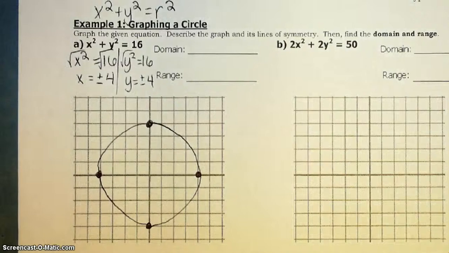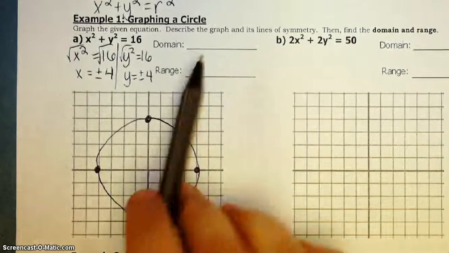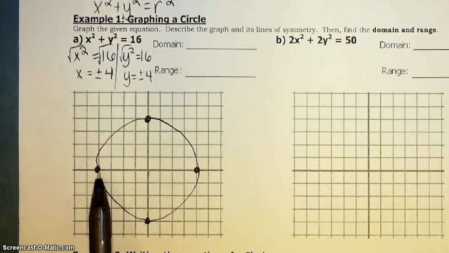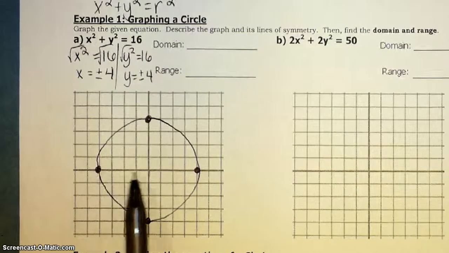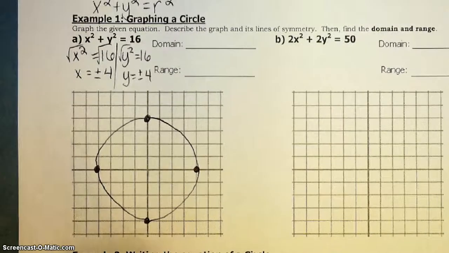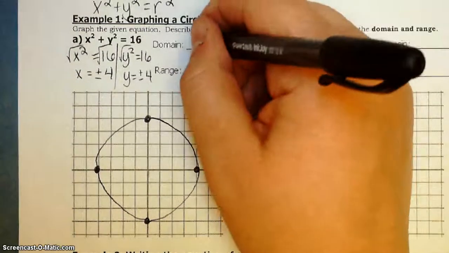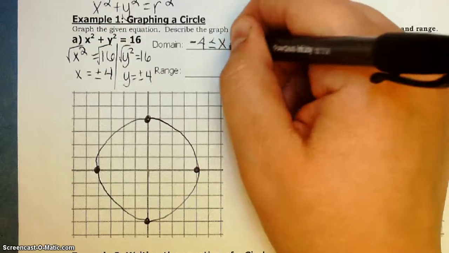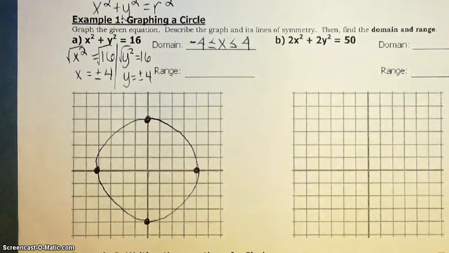Now, when we're talking about domain and range here, domain is how your x values change. I know I didn't do a perfect job right there, but my x values start here at -4, and then we move over to 4. There's no graph to the right of this, no graph to the left of that. So the way I want to write that, I'm going to say -4 less than or equal to x less than or equal to 4, because I'm talking about the x-axis with my domain.